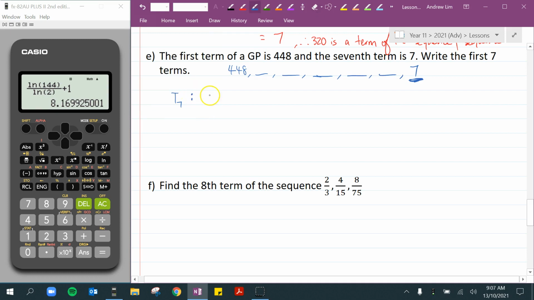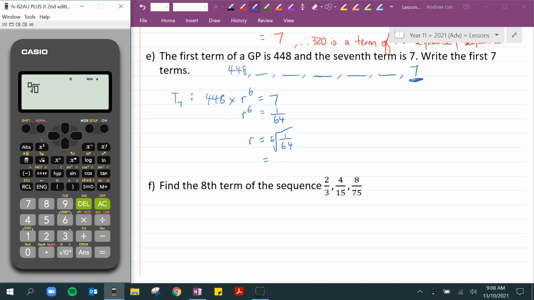The 7th term is equal to A times the common ratio to the power of n minus 1, which in this case will be 6. But we know that that is equal to 7 because the 7th term is 7. So now I'm just going to divide 7 by 448. That will give me 1 over 64. So r to the power of 6 is equal to 1 over 64. So r is going to equal the 6th root of 1 over 64, which is equal to half.